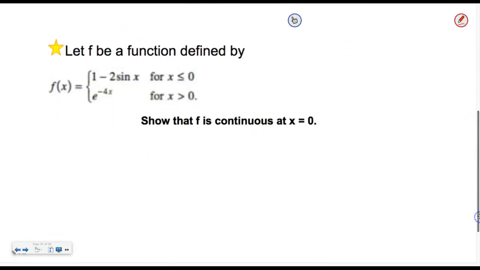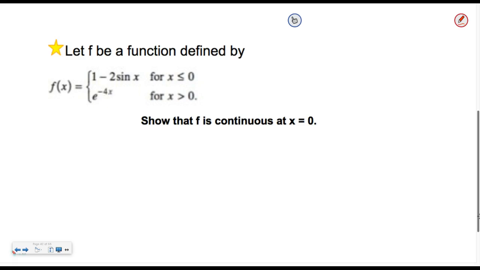I want to go do this one with a star by it. Again, I'm not doing the graphical ones. I'm feeling good about them. So a star means there'll be one like this on your test. Will it be this one? No, right? But there will be one.